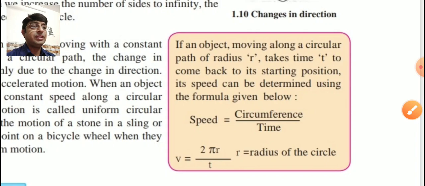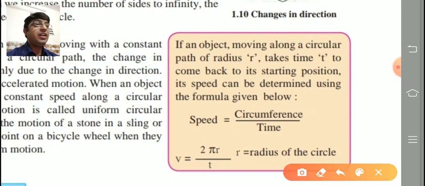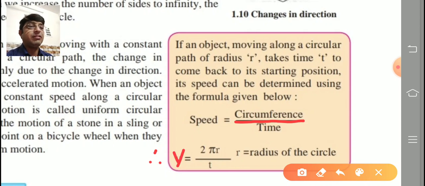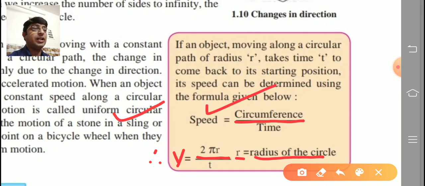What is the formula of uniform circular motion? Now check in this box. If an object moving along a circular path of radius r takes time t to come back to its starting position, its speed can be determined using the formula given below. Speed is equal to, circular path means nothing but circumference upon time. So we know the formula of circumference. Therefore, velocity or speed v is equal to 2 pi r, that is the circumference, upon t. r means nothing but the radius of the circular path or circle. So remember this definition and this formula.